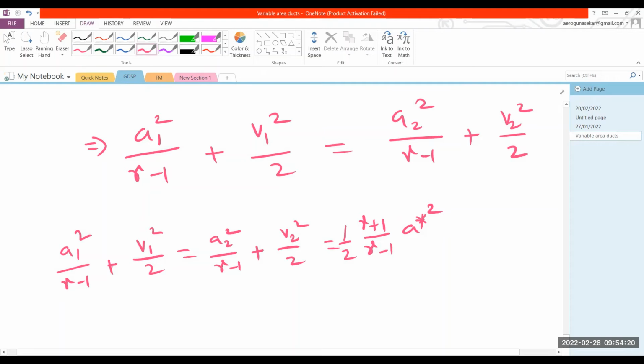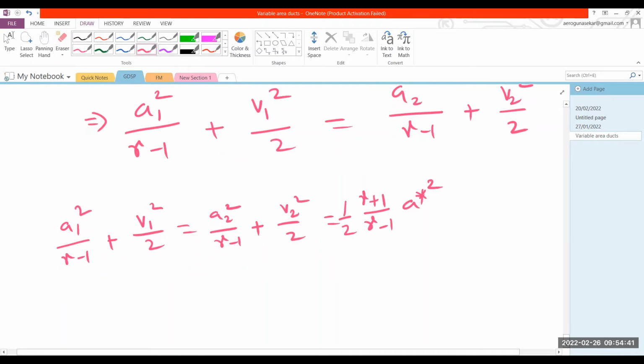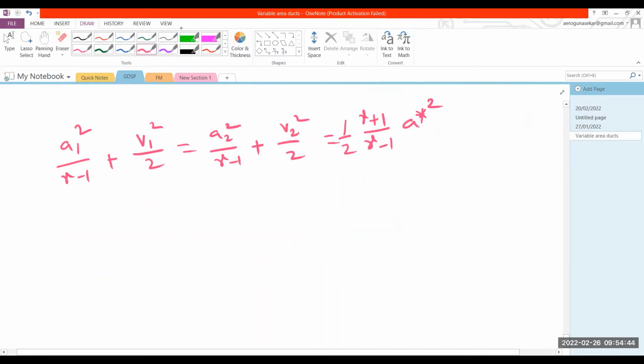Because the idea is you may have H1 plus V1 square by 2 equal to H2 plus V2 square by 2, that is also equal to H0. By using that H0 we have arrived at this condition, that means your critical speed of sound. So now we got the relationship between the critical speed of sound and the modified energy equations.